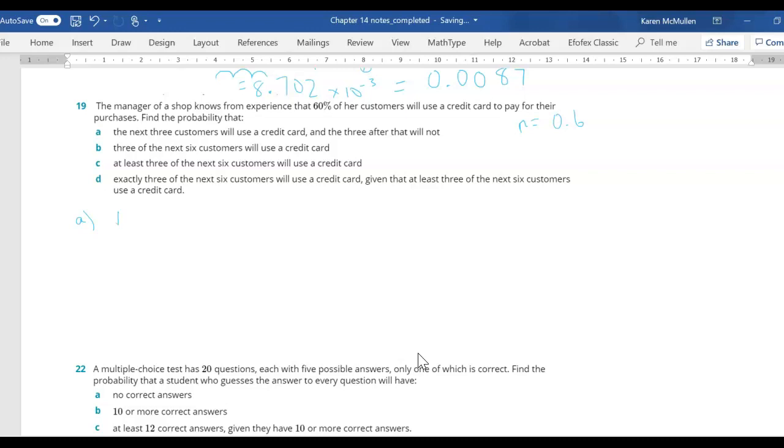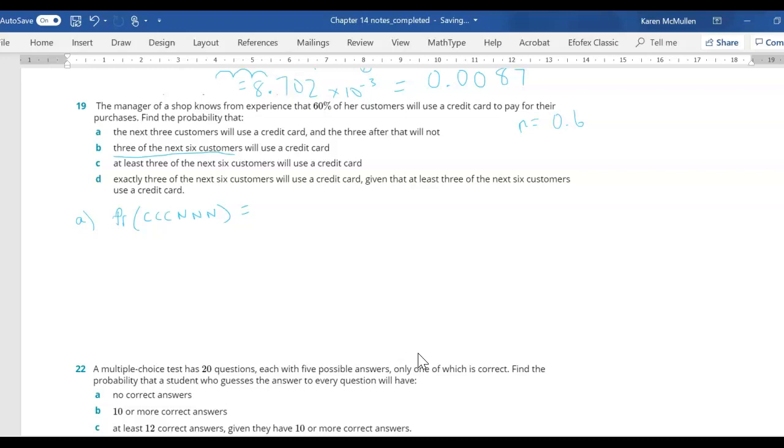So we want the probability of credit, credit, credit, and then not credit, not credit, not credit. It has to be in that order. It's different to part B. So it says 3 of the next 6 customers. So that could be in any order. You could have credit, not credit, credit, not credit, credit, not credit. So it doesn't matter the order, whereas in A, order counts, but this isn't that difficult.